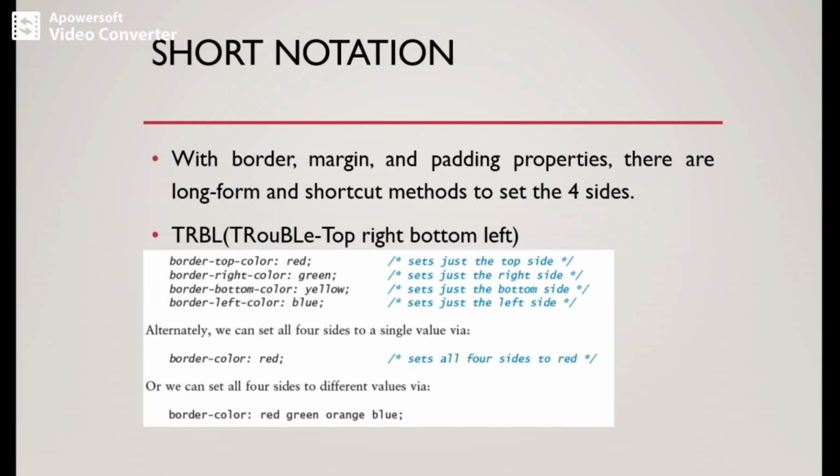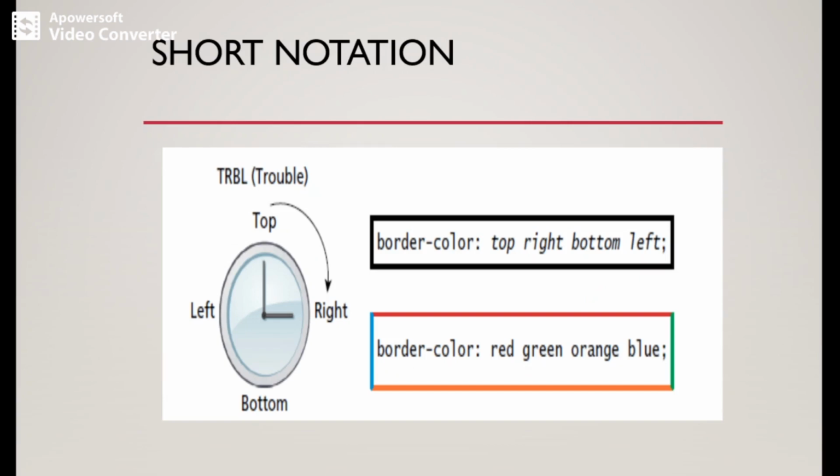Okay. Short notation with border, margin, and padding properties. There are long form and shortcut methods to set the four sides, that is top, bottom, left, right. We use in short notation TRBL, "trouble", meaning top, right, bottom, left. Just see here, border top color is red, border right color is green, bottom color yellow, left color blue. Now border color red means all the four sides, top, right, bottom, left, you are setting to red. So this is the short notation, easy to remember. For that purpose it is being used.